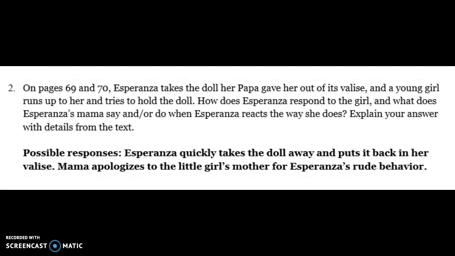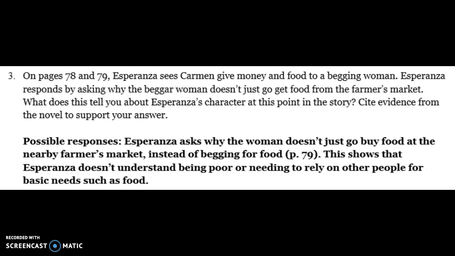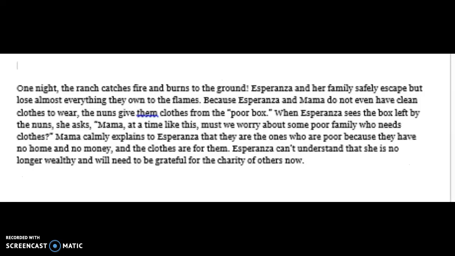For the second one, a possible response is that Esperanza quickly takes the doll away and puts it back in her valise. Mama apologizes to the little girl's mother for Esperanza's rude behavior. For the third, Esperanza asks why the woman doesn't just go buy food at the nearby farmer's market instead of begging for food. This shows that Esperanza doesn't understand being poor or needing to rely on other people for basic needs such as food. Take a look at this sample paragraph that you have before you.